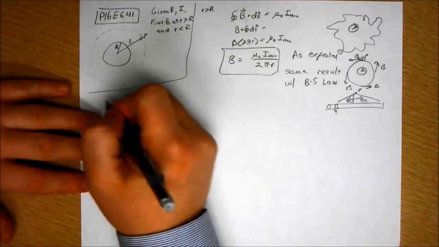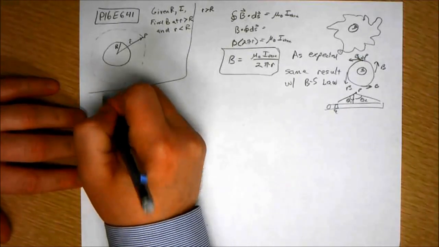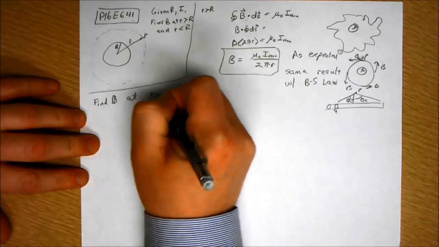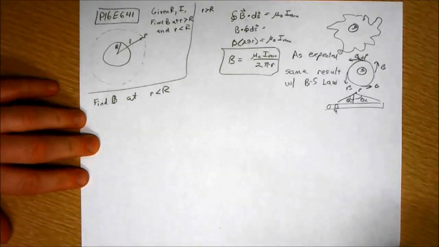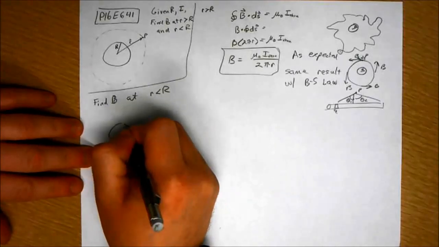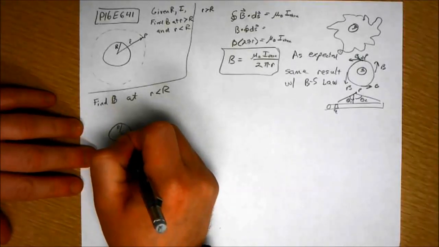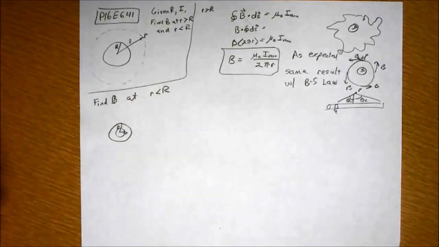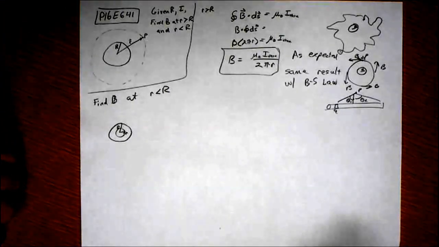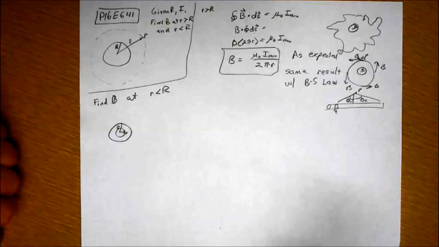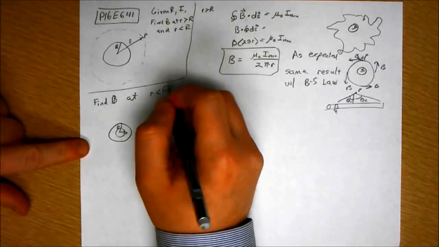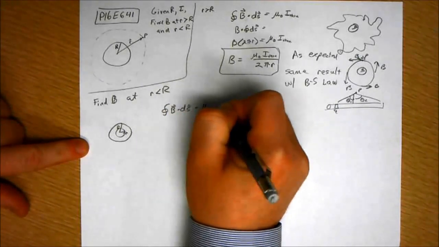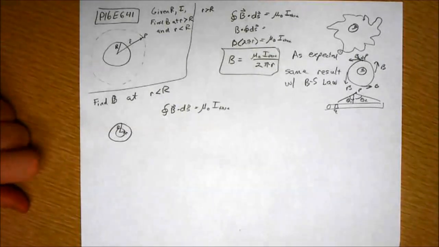Okay, so let's now go down to the next part, which is find B at r less than the radius of the wire. What that means is r is inside the wire, because yes, there's going to be magnetic fields inside of a wire. This gets a little more complicated. We go back to Ampere's law, B dot ds equals mu naught I through.